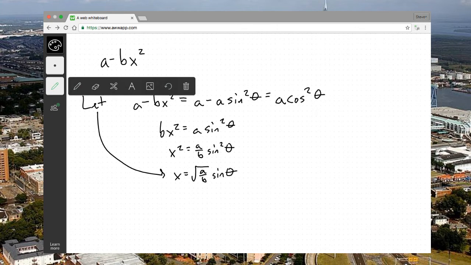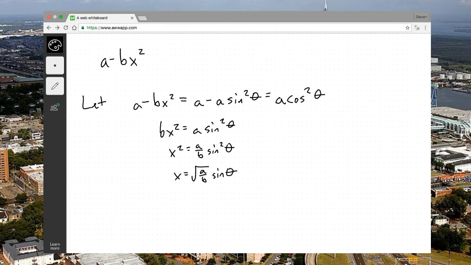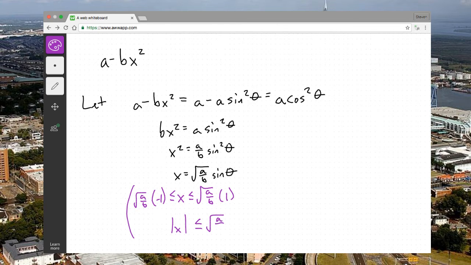Now, how do we get all values of x from this? Well, we can't. Remember that sine is between -1 and +1. So let's make a note here that if that's the case, then x has to be between root a over b times 1 and no bigger than root a over b times -1. Put more simply, the absolute value of x has to be less than or equal to root a over b. And this is just a technical requirement.